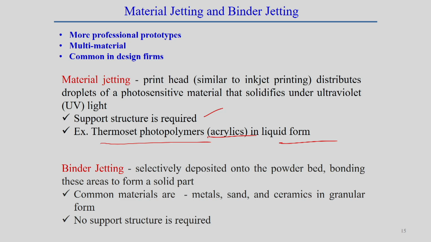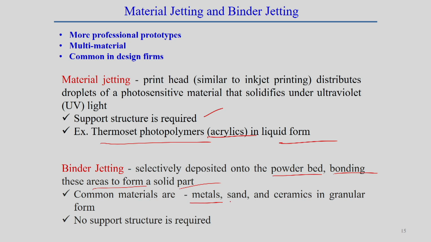Similarly, binder jetting means that instead of using the base material as a liquid, a binder is selectively deposited on a powder bed, bonding these areas to form a solid part. So, simply, metallic powder or non-metallic powder exists. Here it is possible to use some kind of binding element on that particular path. At that path and position we selectively put the binder element and it binds the powder particles in that form. This is the principle of the binder jetting process.